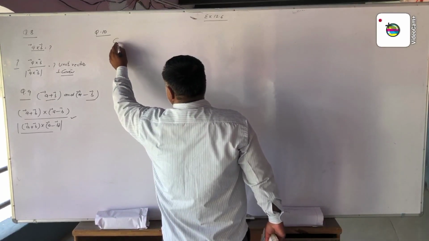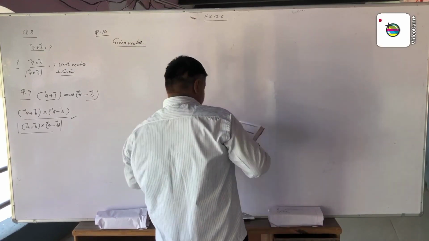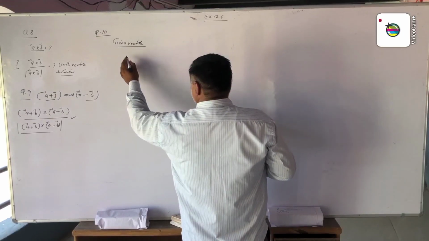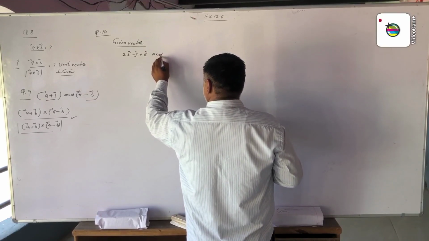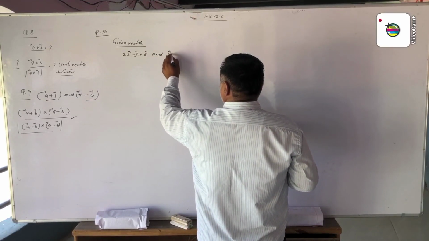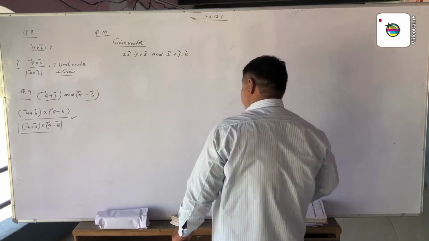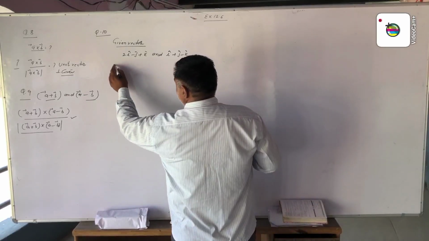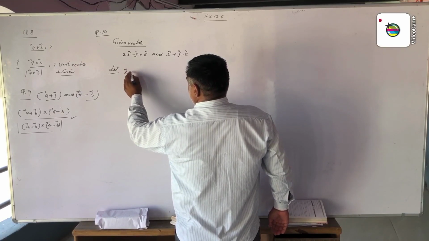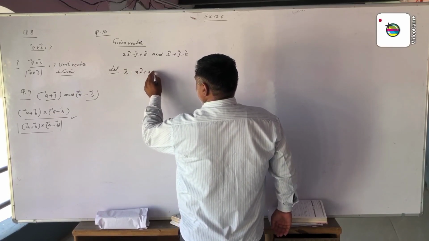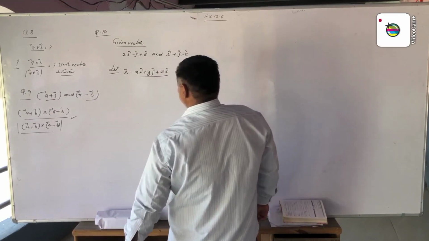The given vectors are 2i minus j plus k, and the second vector is i plus j minus k. We have to find a vector whose magnitude is 7. Suppose the vector r is equal to xi plus yj plus zk. It is the vector whose magnitude is equal to 7.